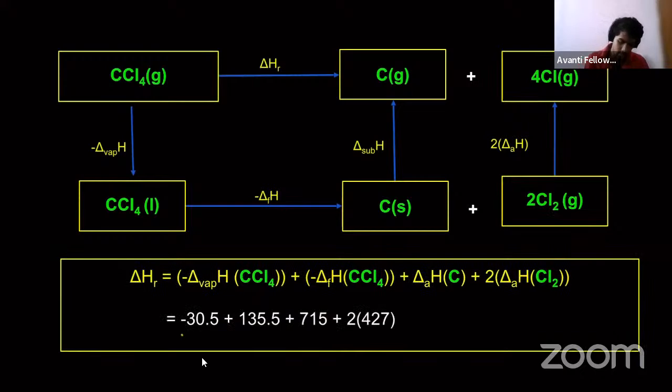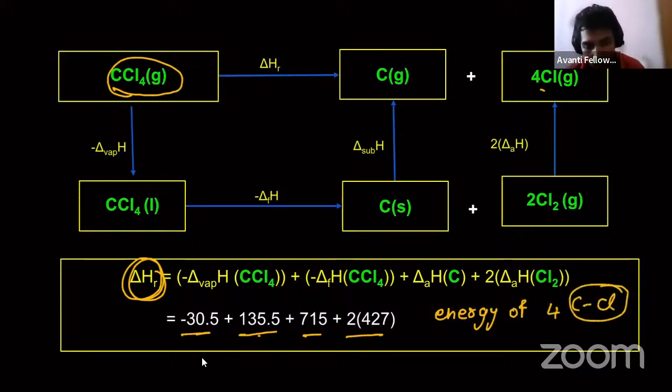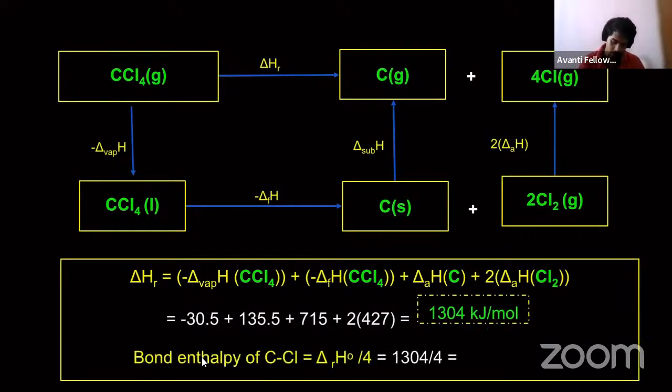Now, if you add up all the values which are given in the question, you'll get the value of total enthalpy of reaction, where you are converting CCl4 into carbon and 4Cl. That means you are getting the energy of 4 carbon chlorine bonds. If you want to find out the energy of 1 carbon chlorine bond, divide by 4. If you want to get the single carbon chlorine bond energy, divide by 4, that will give you 326 kilojoules per mole. Okay, clear with this problem?